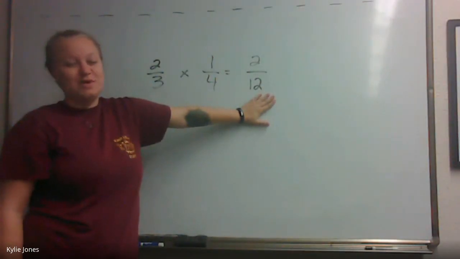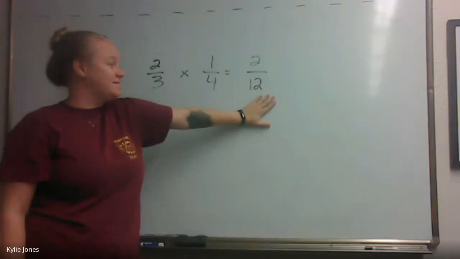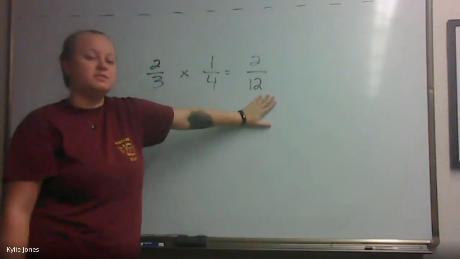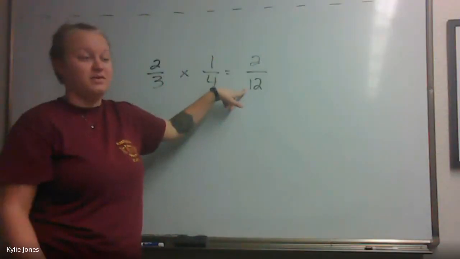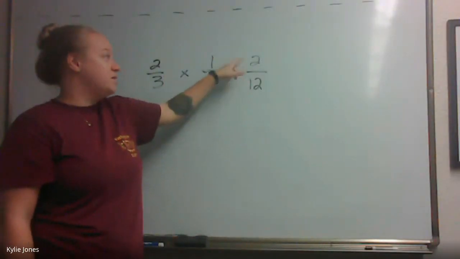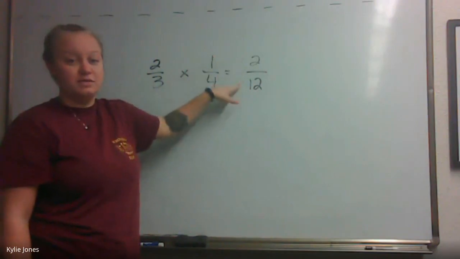Now, do you guys remember how to simplify fractions? How to reduce it to the lowest terms? What do you do? You divide it by 2. So you have to find a number that goes into both the top and the bottom, or a GCF if you want to find a GCF. We know that 2 goes into both 2 and 12.